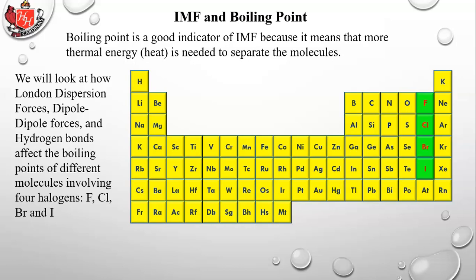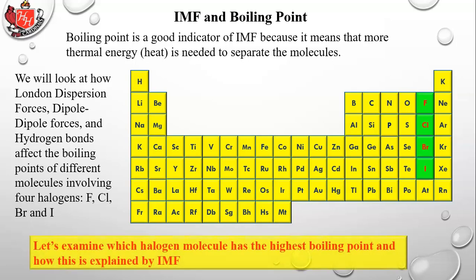We will look at how London dispersion forces, dipole-dipole forces, and hydrogen bonds affect the boiling points of different molecules involving the four halogens, and you see them over there in green: fluorine, chlorine, bromine, and iodine. Let's examine which halogen molecule has the highest boiling point and how this is explained by intermolecular forces.